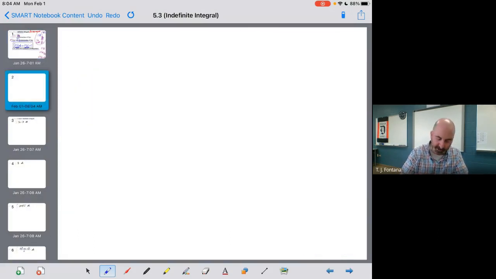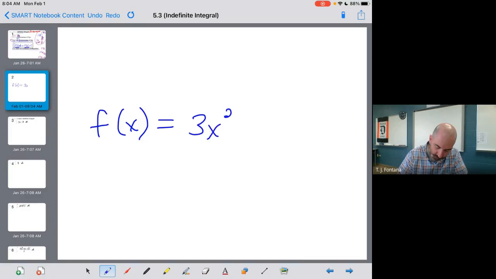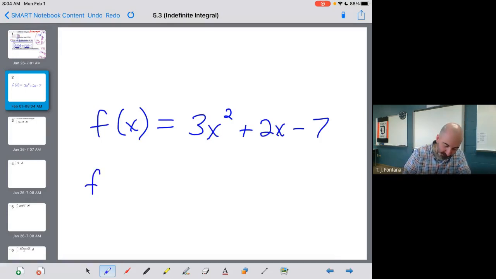So if we were to start, and you guys don't need to write this down, this isn't hugely important, but if I was going to give you something like little f of x is equal to 3x squared plus 2x minus 7. We'll go with a quadratic trinomial right here. In the first semester, in chapter 3, I would ask you guys to find the derivative of little f, which of course we just got used to calling f prime. And I think everybody here's got it, right?